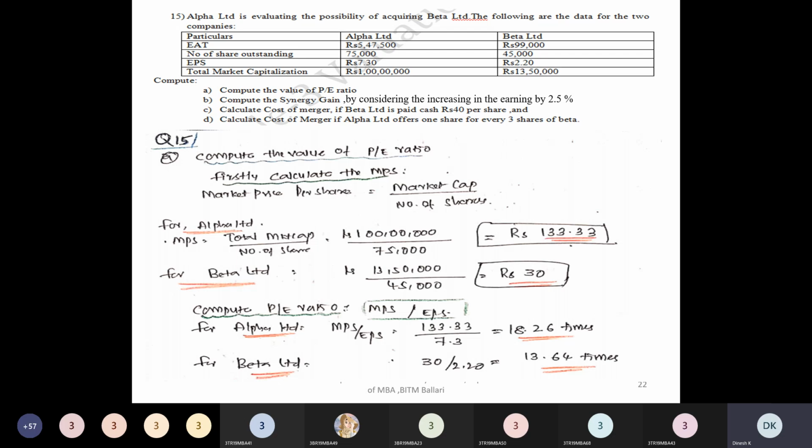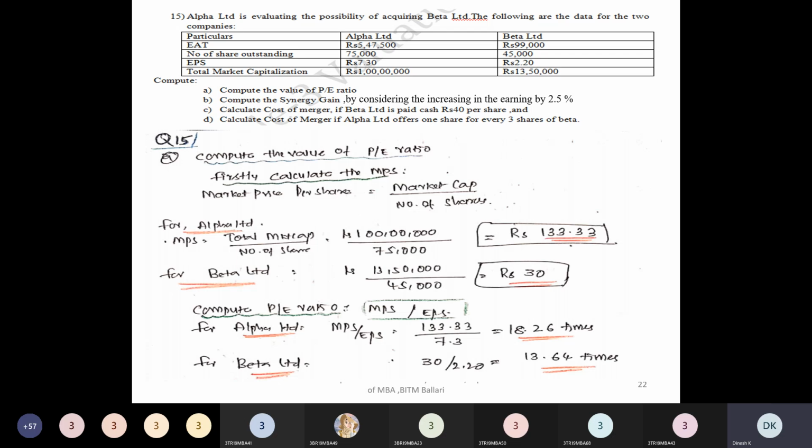So market price per share of the company is equal to market capitalization divided by number of shares of the company, right? What is the market capitalization value for the Alpha Limited company? It is 1 crore, right? So 1 crore divided by number of shares, which is 75,000, you will be getting the market price of an acquiring firm as 133.33. That is, 133.33 is the market price of the Alpha Limited company.